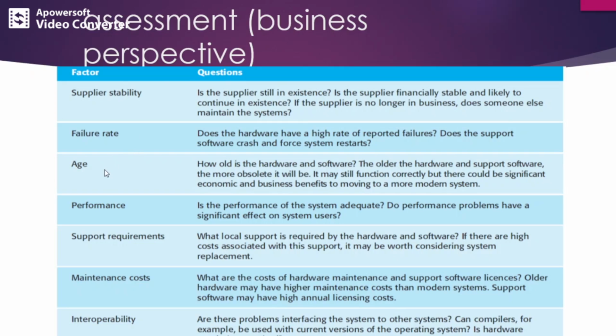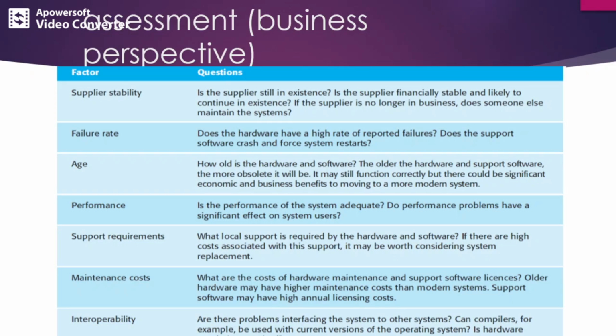Next, age. How old is the hardware and software? So both units are there, hardware and software. You need to see how old it is. The older the hardware and support software, the more obsolete it will be. It may still function correctly, but there could be significant economic and business benefits to moving to a more modern system. So you are going to see the age of your hardware and software.